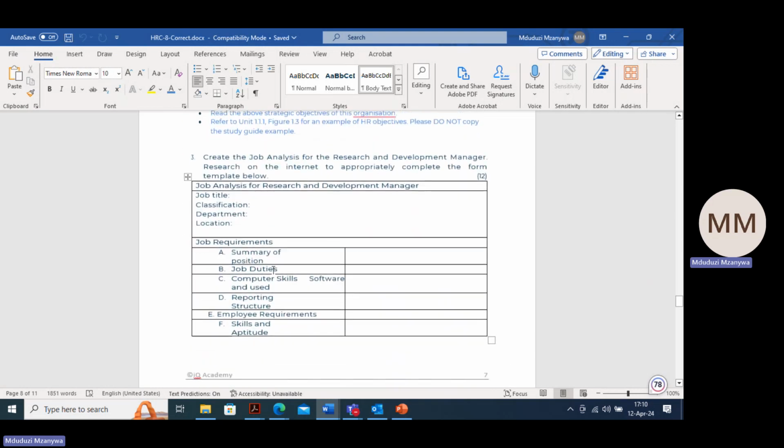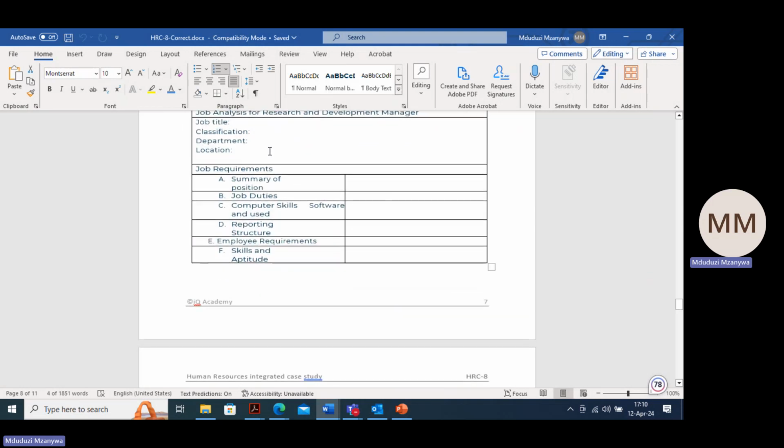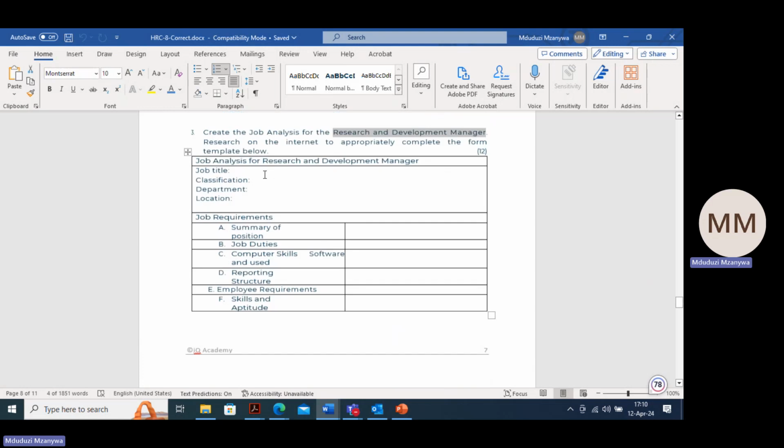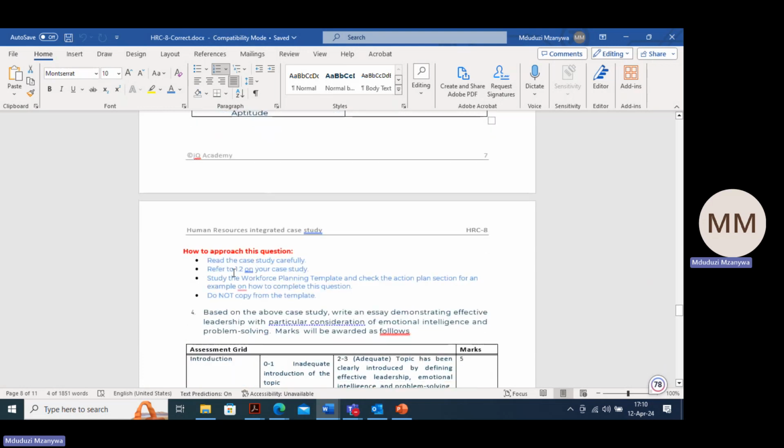Third question says you must create a job analysis. Now, part of what you need to do in planning is for you to create a job analysis, which is basically a collection of data for a specific job. Here it's indicated clearly what the job is, meaning whatever you write here must be informed by the job that you are actually doing the job analysis for. So the job title, the classification, department, location, this will be assisted by going to 1.2 on your case study.